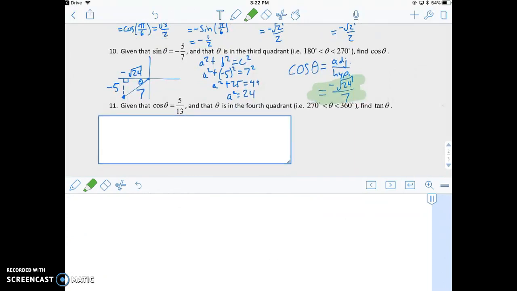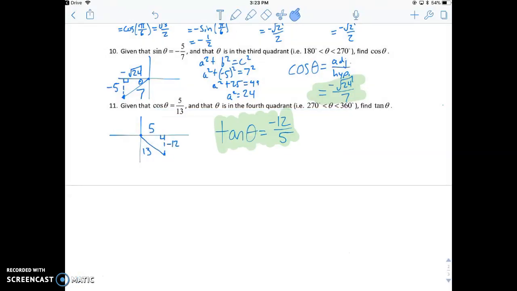Right, and then number 11 is very similar, so if you want to try that on your own, go ahead. I'm going to pause the video and then return with the solution. Alright, if you work through this problem, this will be the triangle you get on the left here, and then you will get that tangent of theta equals opposite over adjacent, which would be negative 12 over 5.